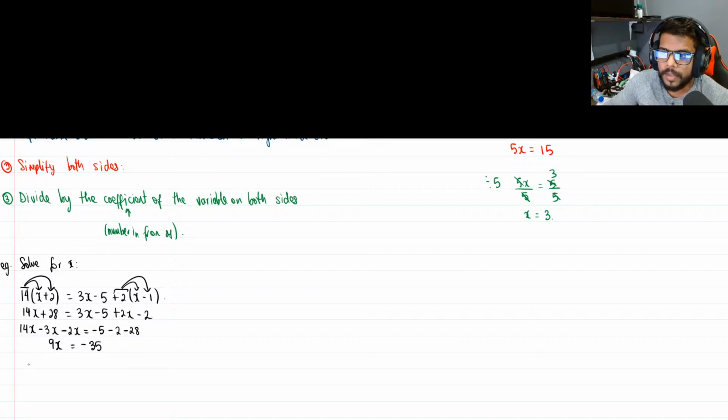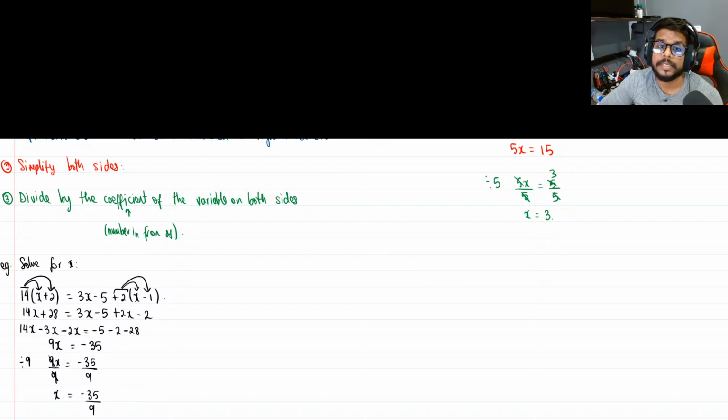Alright, so continuing, I'll divide by the coefficient of the variable on both sides. I'll divide by 9 on both sides. 9x over 9 is minus 35 over 9. This will always cancel with this to leave me with the variable alone is equal to minus 35 over 9. And this here, I can leave it like this. I can change it to a mixed number if I want, but more than likely, I have no problem if we leave it like this.